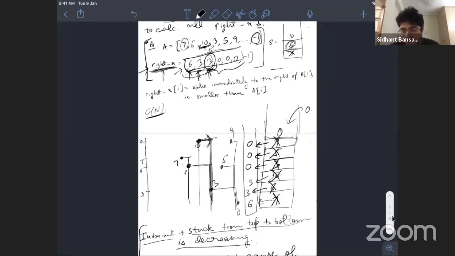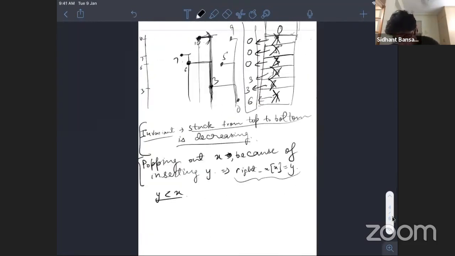Any doubts here? So just remember these two things, like these two are the important things I would say. Maintaining the invariant in the stack, which is that top to bottom is decreasing. And whenever you're popping out a guy X, because you're inserting Y, then you need to update the right limit for X as Y. So these two are the key things in the implementation.